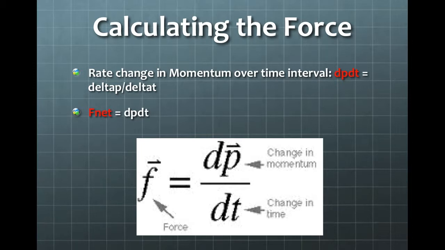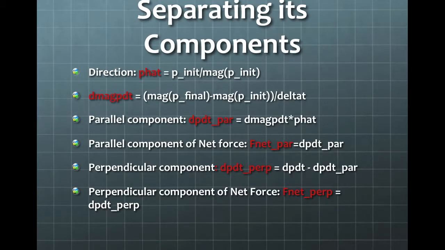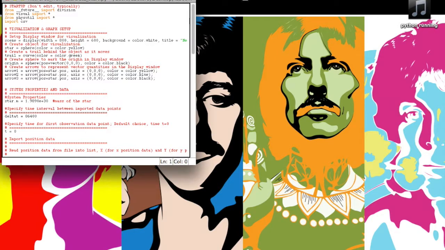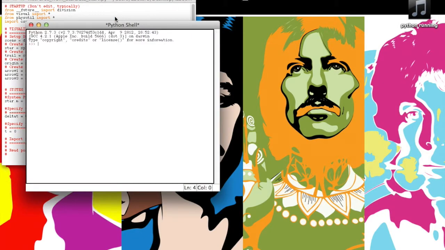Finally, the Python code calculated the net force acting on the star by using the momentum principle, which established an equivalency between the rate change in momentum and the net force, saying that the change in momentum over change in time is equal to the net force. We were then able to finally find the perpendicular and parallel component of such force by using the parallel and perpendicular components of the momentum.